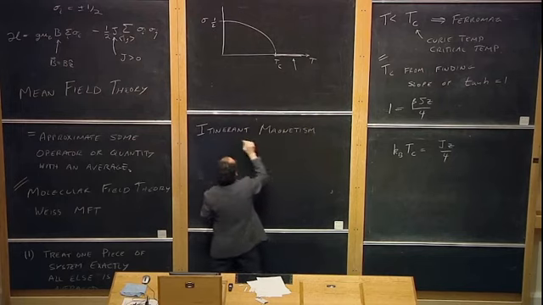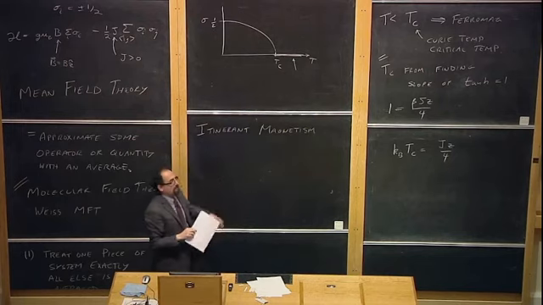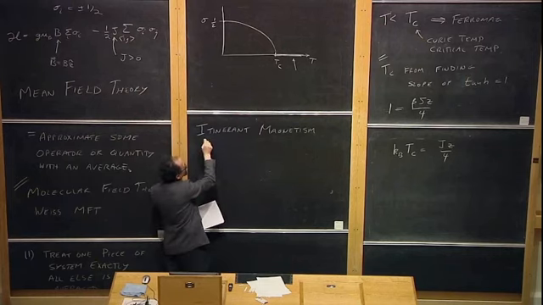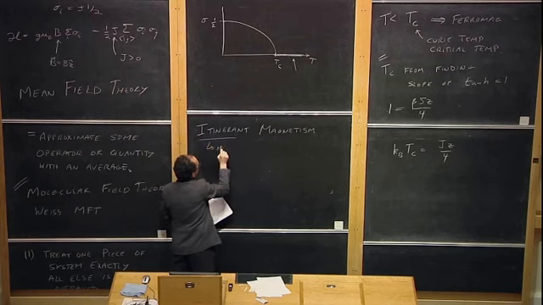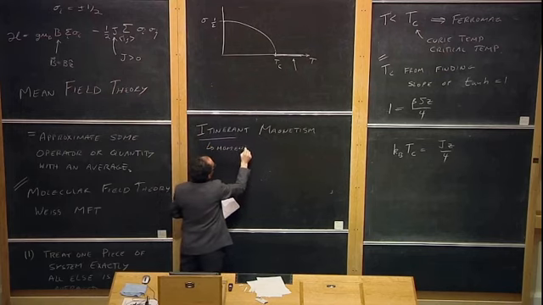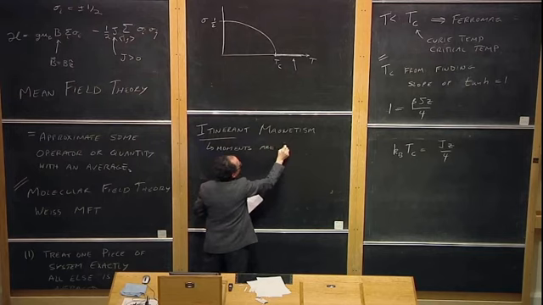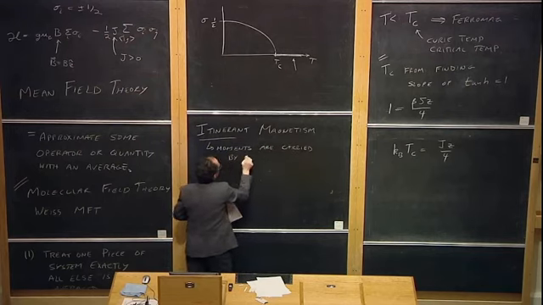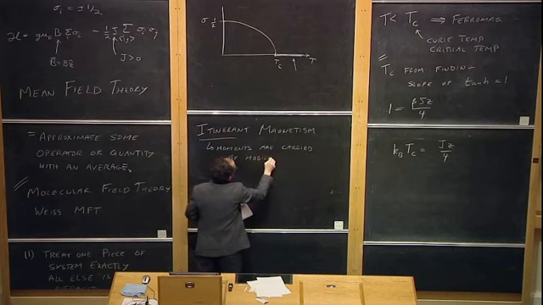And the word itinerant means wandering, basically, or sometimes it means lost. But what it really means is that the magnetic moments are carried by mobile electrons.